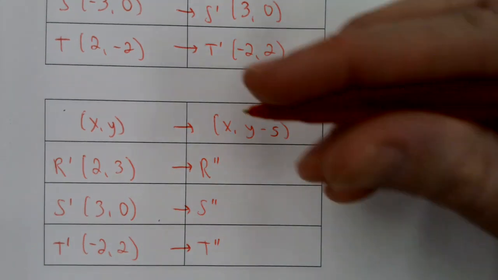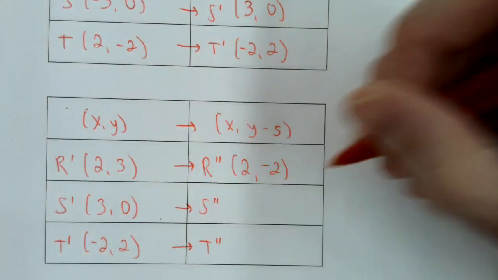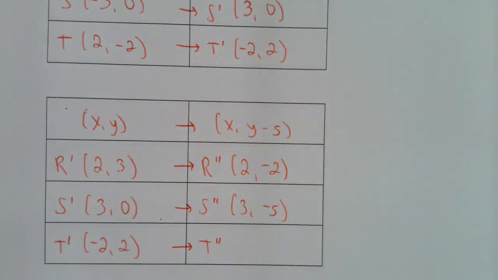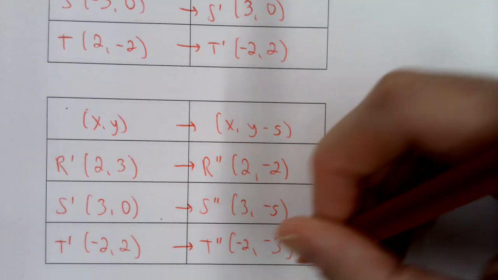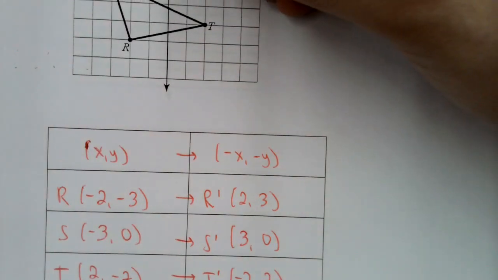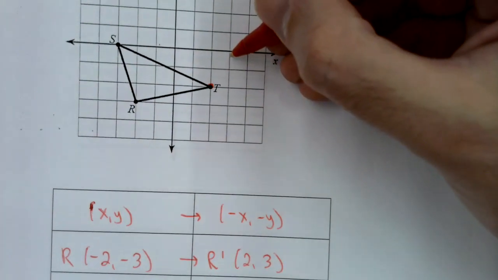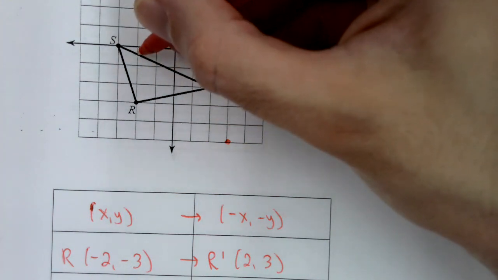So the translation: leave X alone and subtract 5 from Y. So 2, -2. This one will be 3, -5. And this last one will be -2, -3. And that's what I'm going to graph. I'm going to graph the double primes. So first one, 2, -2 is right there. 3, -5. And we have -2, -3.